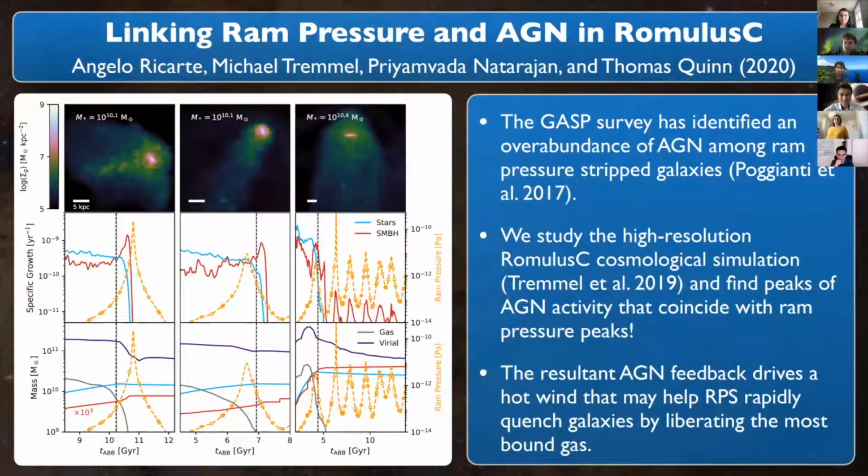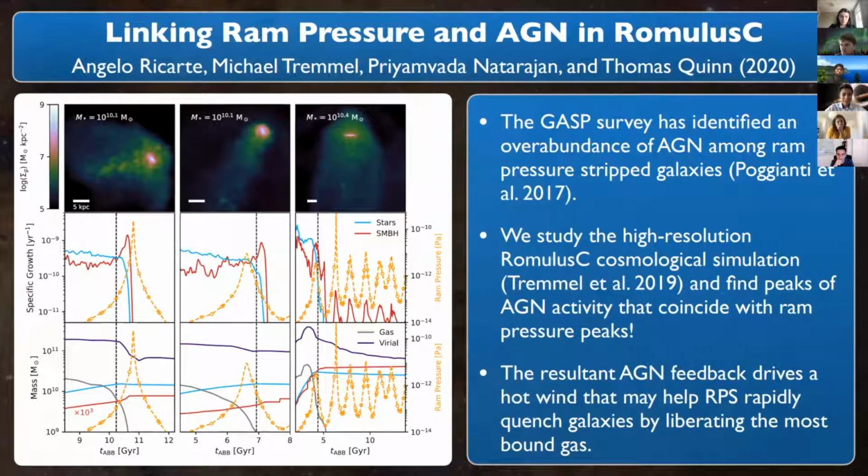All right, so the GASP survey has identified an overabundance of AGN among jellyfish galaxies. And to address this in theory, we look at the high-resolution cosmological simulation RomulusC. This is a zoom simulation on a 10 to the 14 solar mass cluster with great dynamic range. The particle masses are about 10 to the 5 solar masses. And so you're able to resolve things like ram pressure stripping in dwarf galaxies pretty well.